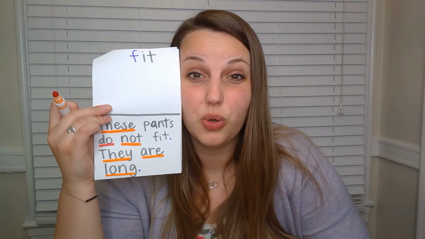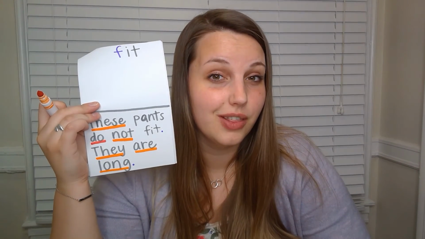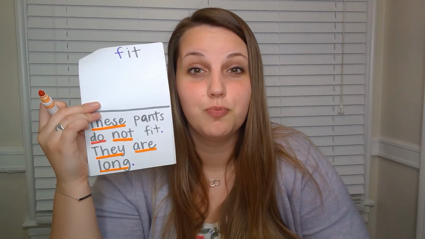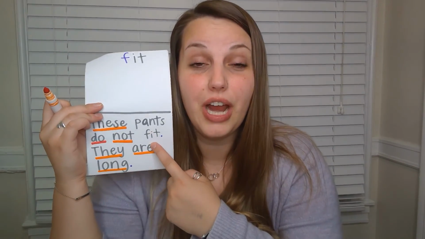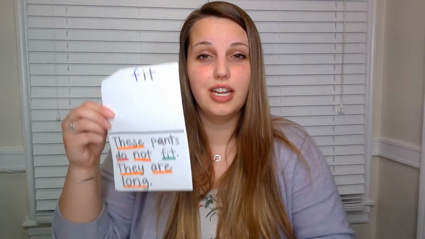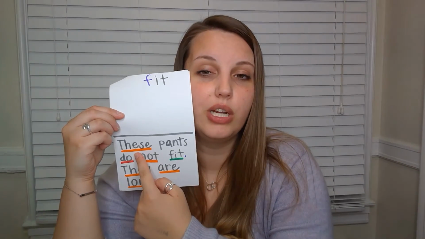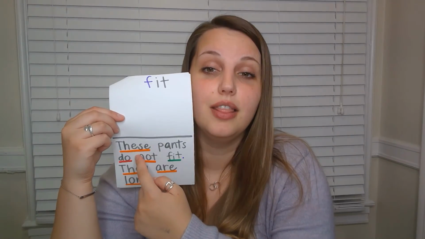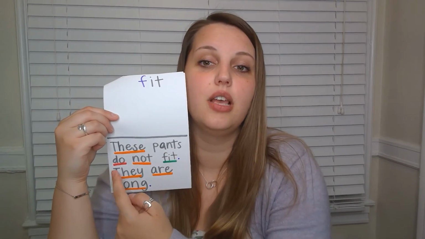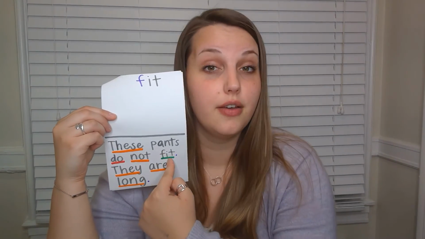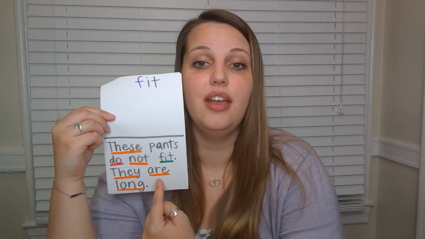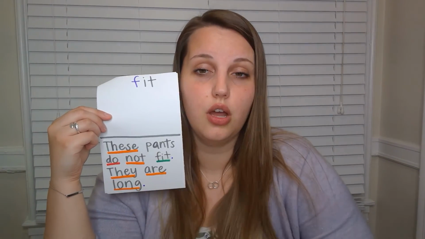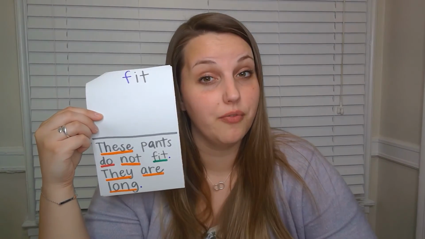Okay. Remember how I told you that there is a green fifth grade word in our two sentences? It's our it family word. It's a fifth grade word. We need to underline that with green. Fifth grade green. And then we're ready to read this all together. Ready? Pointing to the words. These pants do not fit. They are long.